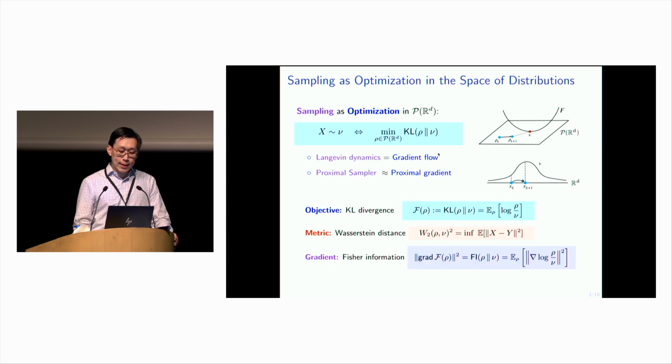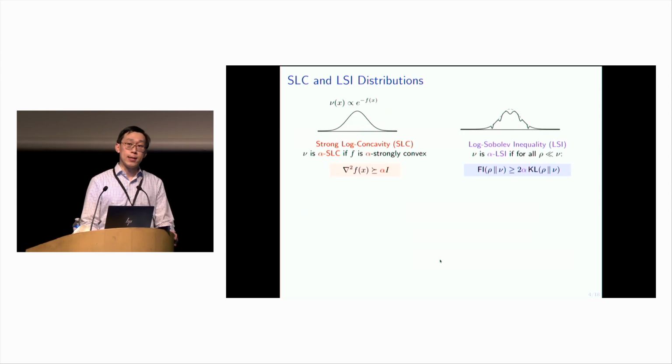More concretely, in this view, the KL divergence plays the role of objective function. Let me call that this curly F. The Wasserstein distance is playing the role of the metric on this manifold of distributions. And the Fisher information that we are studying has the role of the squared norm of the gradient of the objective function under this Wasserstein distance.